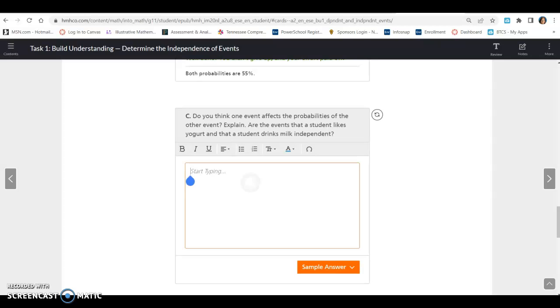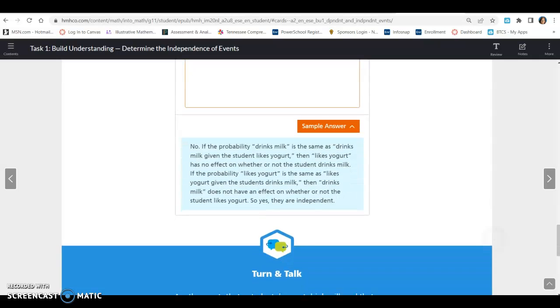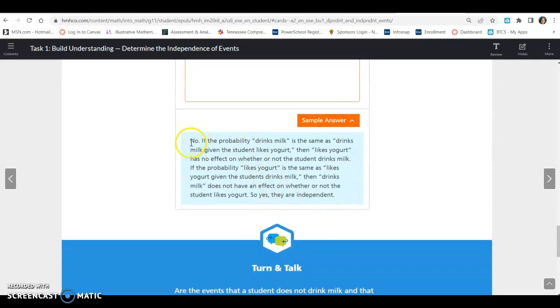Yes, I do think these are independent events. What happens in one is not affecting the other. So let's see what it says. It says, no, the probability drinks milk is the same as drinks milk given a student likes yogurt. Then likes yogurt has no effect on whether or not the student drinks milk. If the probability likes yogurt is the same as likes yogurt given the student drinks milk, then drinks milk does not have any effect on whether or not the student likes yogurt. So yes, they are independent.